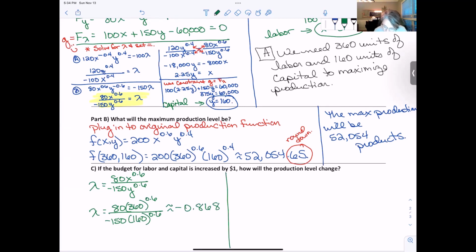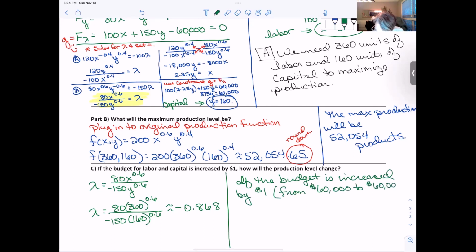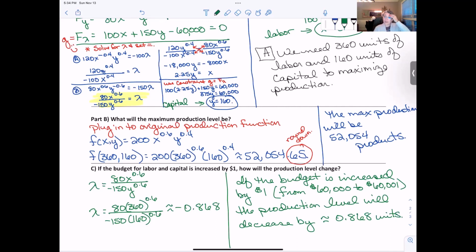So that means if the budget is increased by $1, basically from 60,000 to 60,001, the production level will decrease by approximately 0.868 units. Now, again, we know we can't decrease by a portion of a table, whatever it is that we're producing, but also companies generally don't increase your budget by $1 either. So think of it this way: if you were able to get $10, then multiply it by 10, or it will decrease by 8 more products.